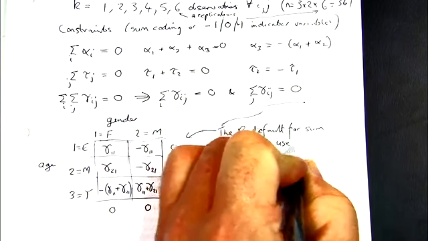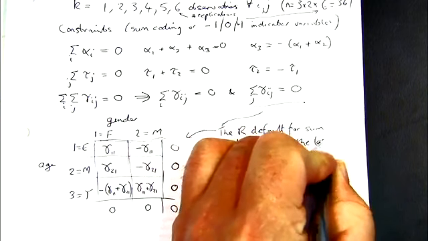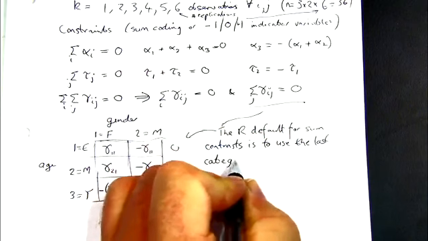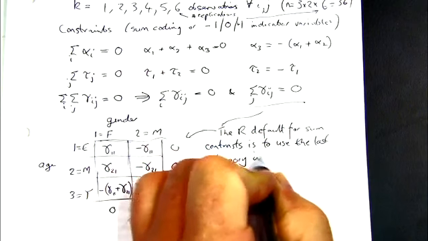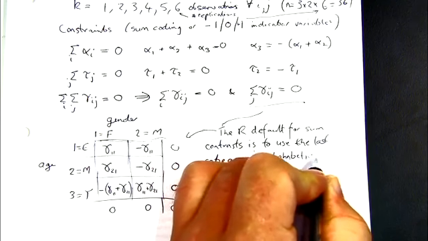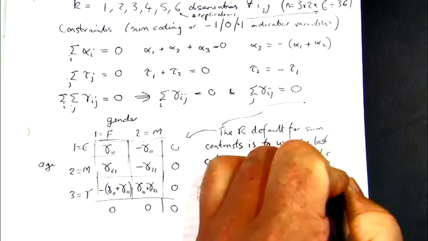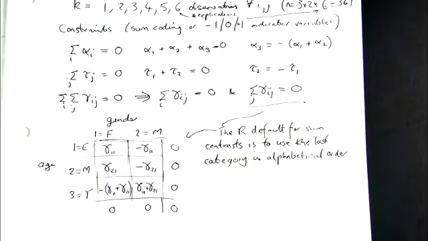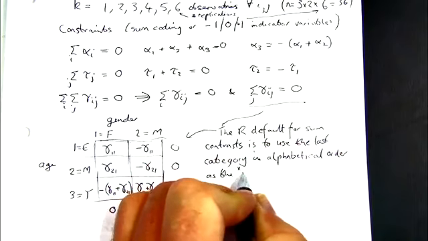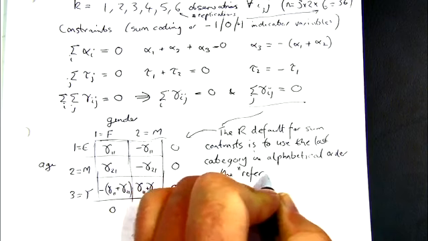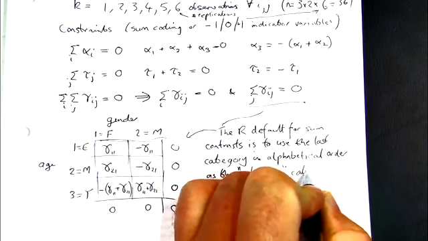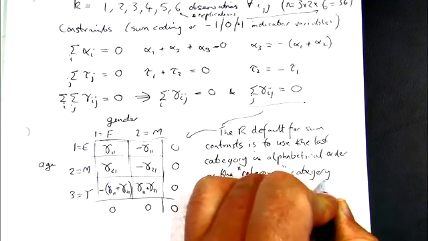Is to use the last category in alphabetical order. It's actually, strictly speaking, like I said yesterday, alphanumeric order as the reference category. The reference category is the one we don't fit, and the one we work out by subtraction from the others.